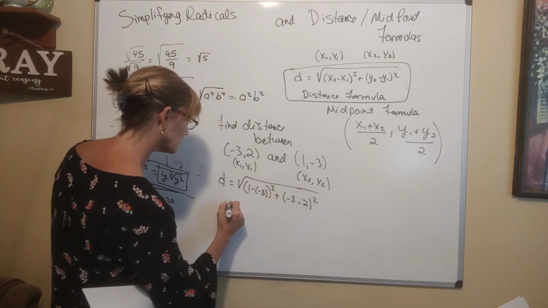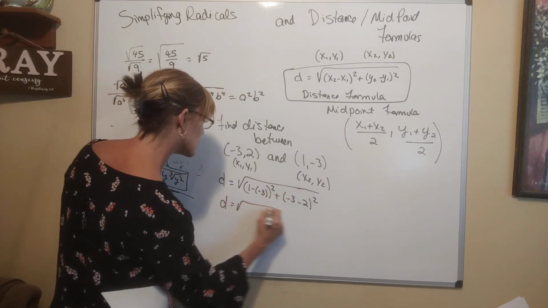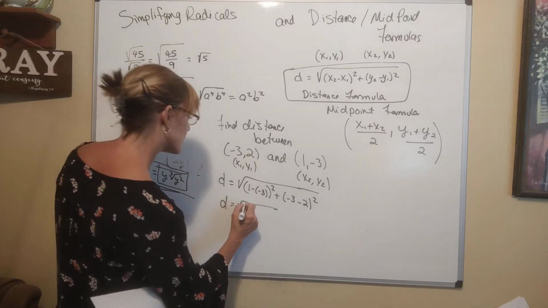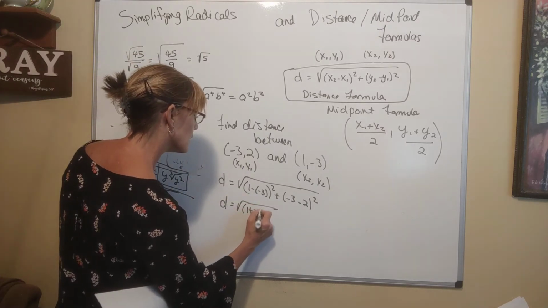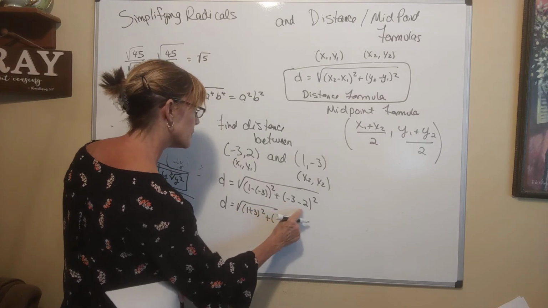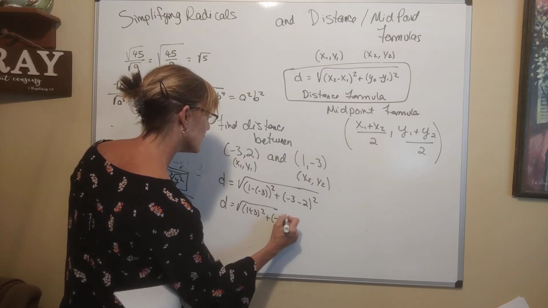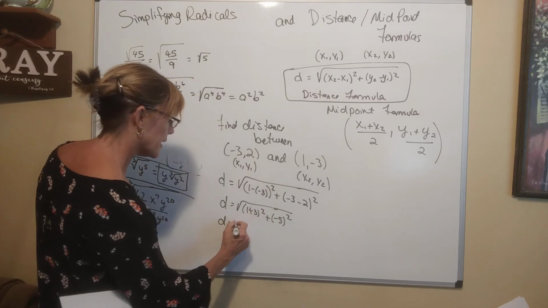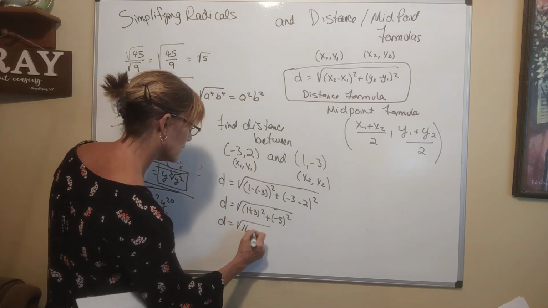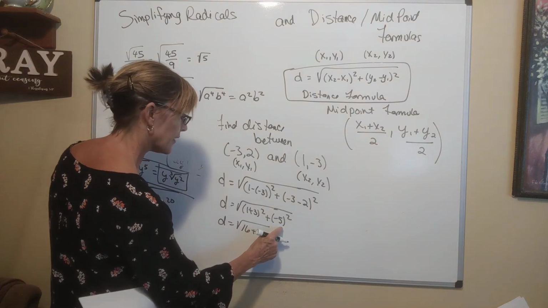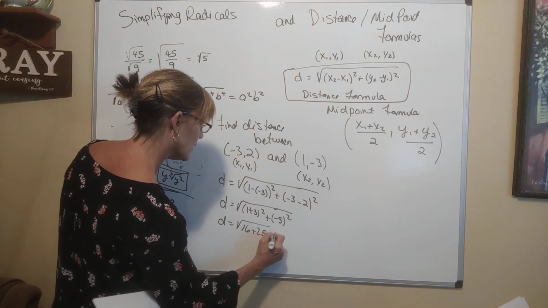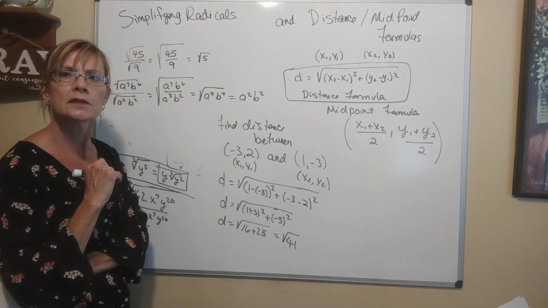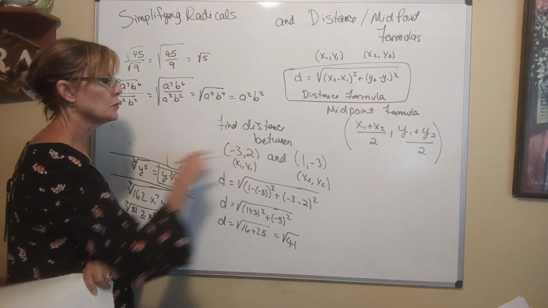All right. So D is equal to the square root. 1 minus negative 3 is 1 plus 3. Negative 3 minus 2 is negative 5. This is going to be 4 squared, or 16, plus 25. Negative 5 times negative 5 is 25. This is going to be the square root of 41. That's the distance between these 2 points.